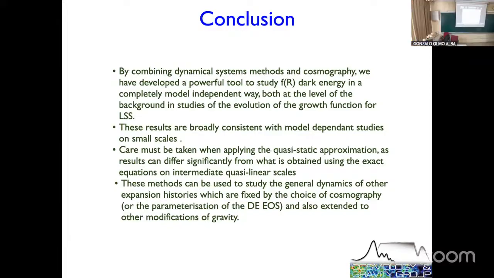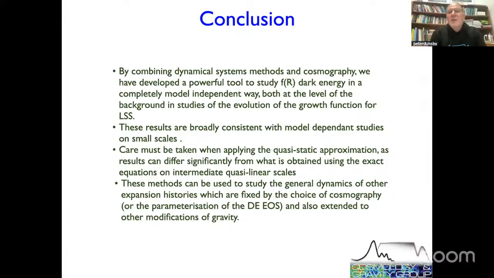I see. Since this is model independent in the sense that you are not specifying the f of R function, what are the aspects that you can constrain with the data? Are you constraining the matter sector, or?